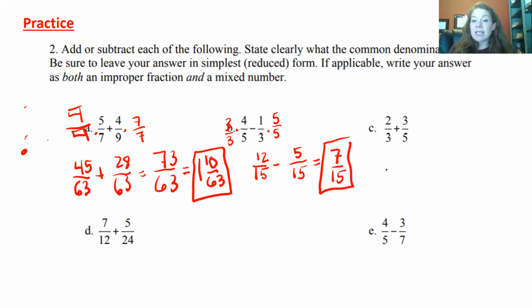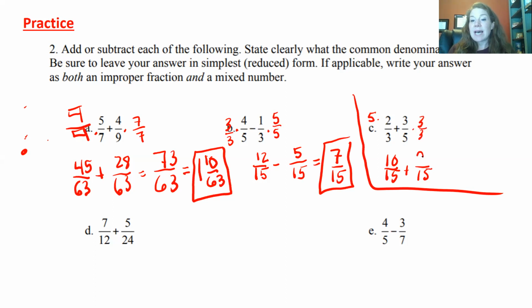We're going to use 15 again for letter C. Let me put a little box over here. So 3 times 5 is 15. So 5 times 2 is 10. Since we multiplied 5 times 3 to get 15, we're multiplying 3 times 3 and we get 9. So 10 plus 9 is 19 over 15.